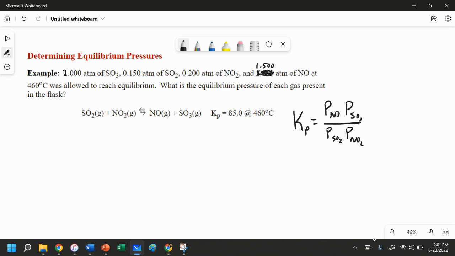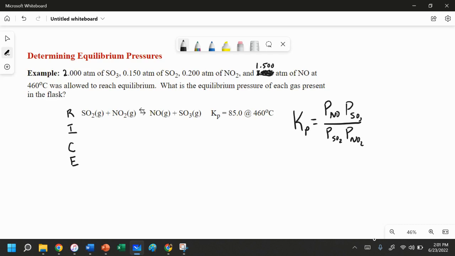Now we are going to solve this problem in a very similar way we did with the concentrations, but instead of using concentrations, we're going to use pressures. So we're going to make a Rice table. Our reaction is given right here, so I'm not going to rewrite it. Initial pressures, we're going to write those in. Then we're going to do our change in pressures, and then our equilibrium pressures.